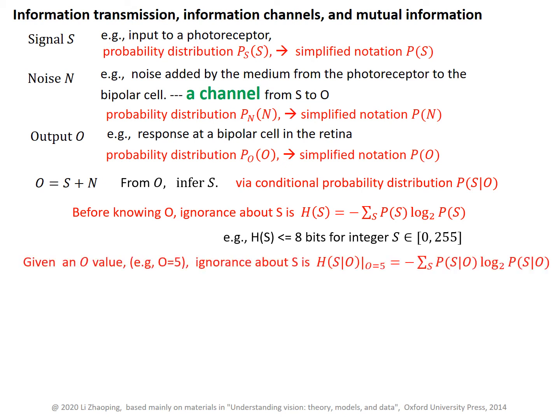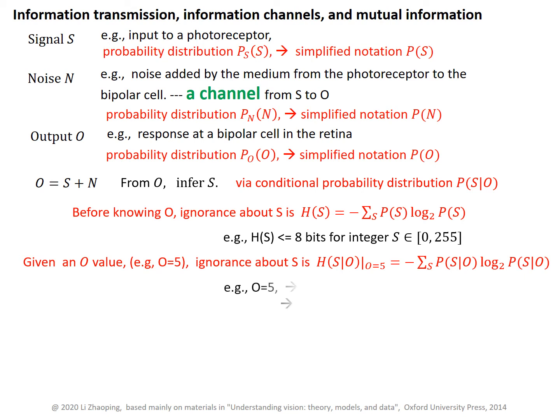Once we observed O, let's say we found that O is equal to 5, then the ignorance about S is now the conditional entropy defined by this notation. It uses the conditional probability of P(S given O) to calculate the entropy. It's using the same formula, except the marginal probability is now replaced by the conditional probability.